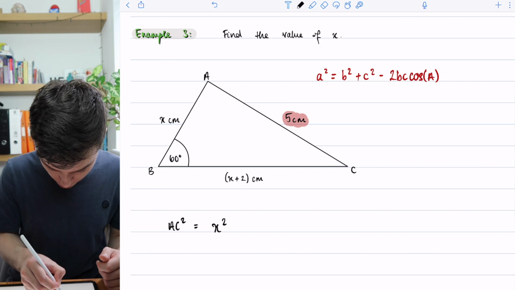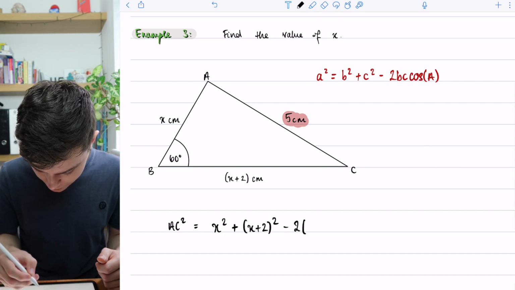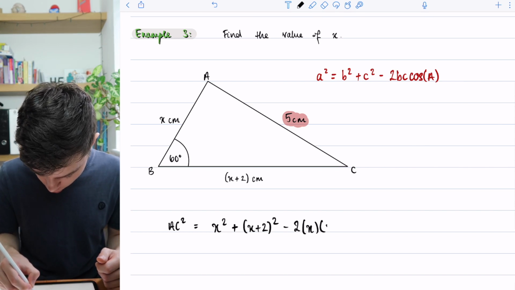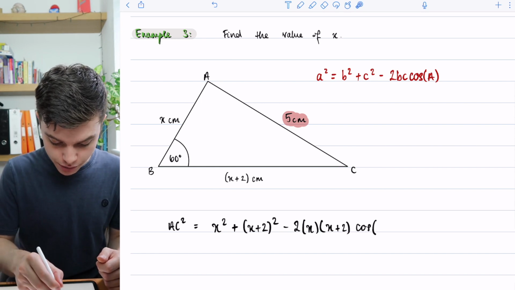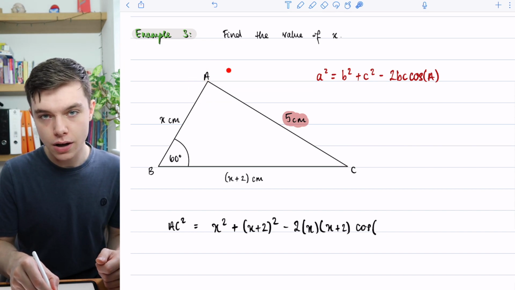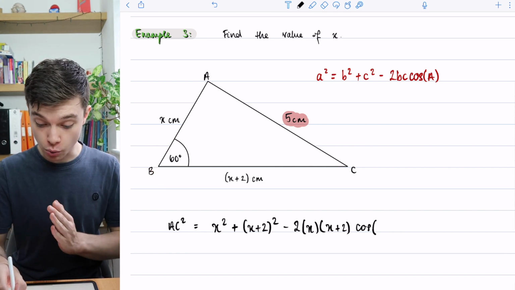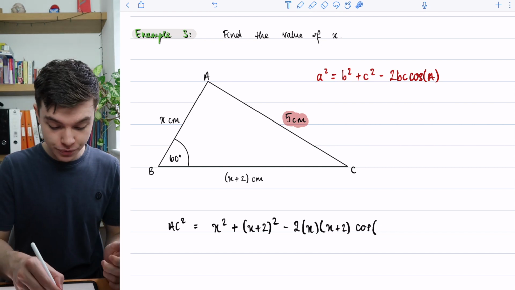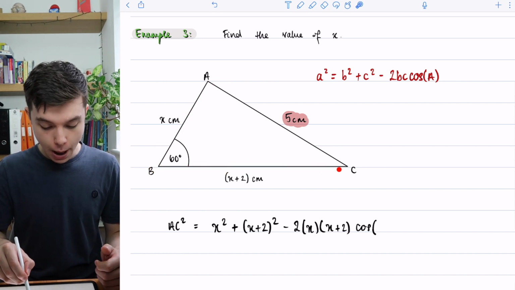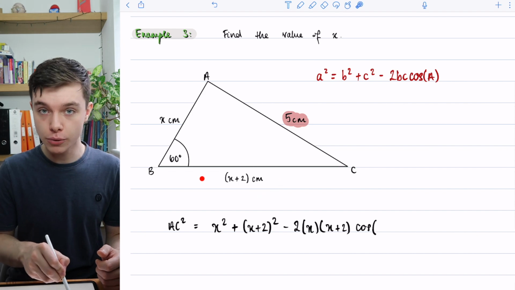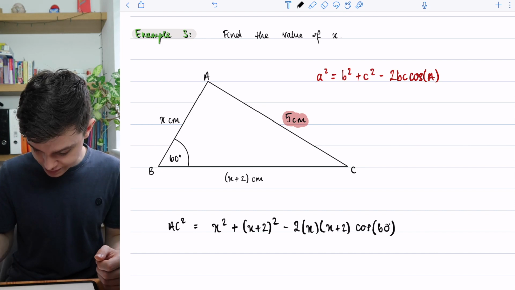We'll have x squared, plus the other side, x plus 2 squared, minus 2 times b times c. Those are the two sides that we're not trying to find. So 2 times x times x plus 2, times the cosine of A. Now, again, the cosine of A is this angle up here. We're actually using cos B because we're using this angle here. But don't worry about that. Just use, when you're trying to find a missing side, which, for example, is this one here, the other two sides squared and added together, minus 2 times these two sides multiplied together times the cosine of the angle between them, cos 60, and that's 60 degrees.